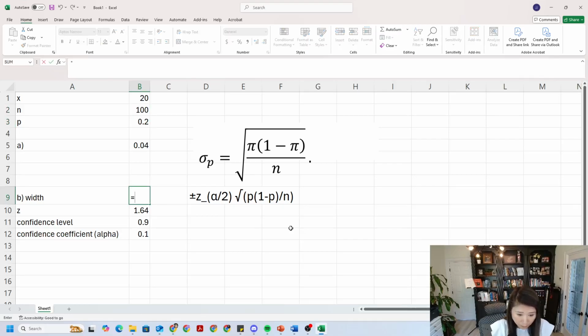So equal to our z statistic, times SQRT, open parentheses, p times open parentheses 1 minus p, close the parentheses, divided by sample size n, close parentheses. I will stay here a little bit. Like I said, as you're watching the lecture video, you can pause this video and double check, make sure you select the right numbers, and before you look at the answer, make sure you got exactly the same answer as I got. Now I can press enter.